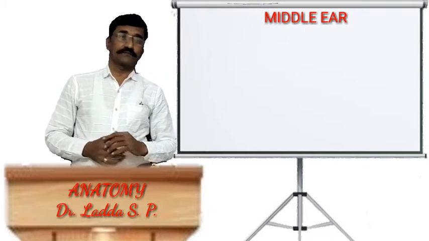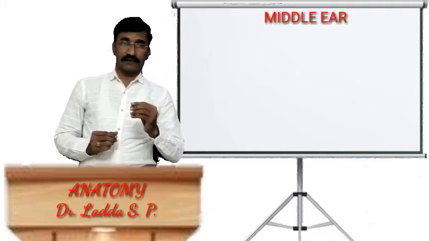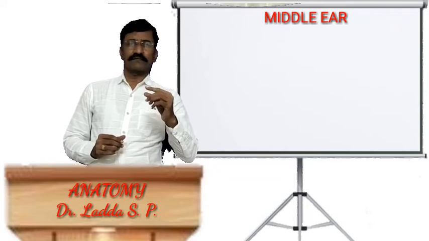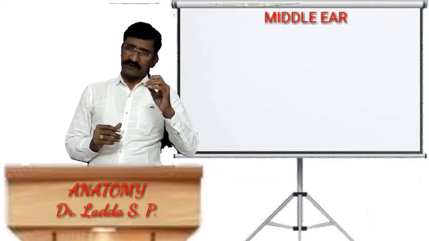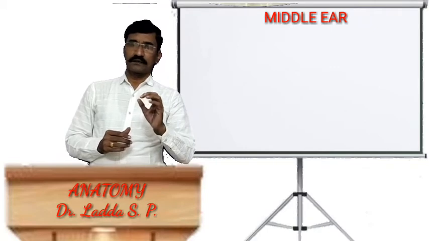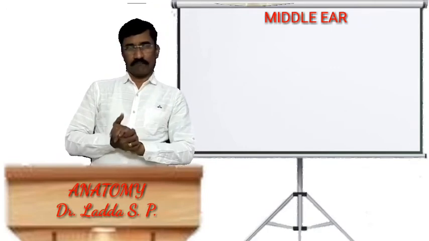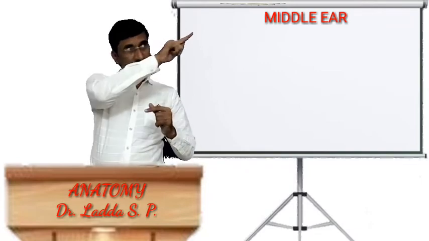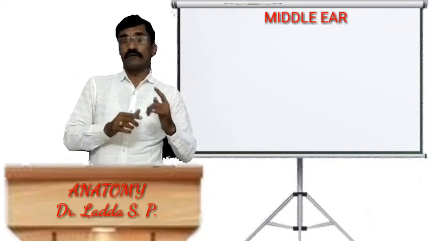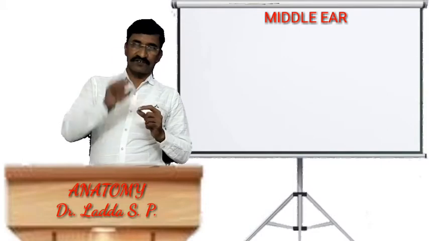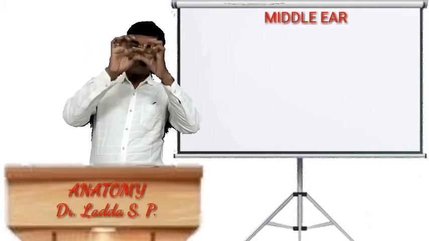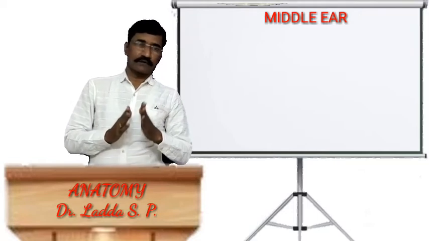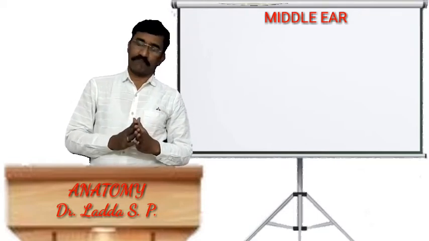We know there is the tympanic membrane, and towards the malleus there is one muscle, that is the tensor tympani muscle. This tensor tympani muscle is running like this and should have an origin. For that purpose, the anterior wall has a small canal for this tensor tympani muscle.